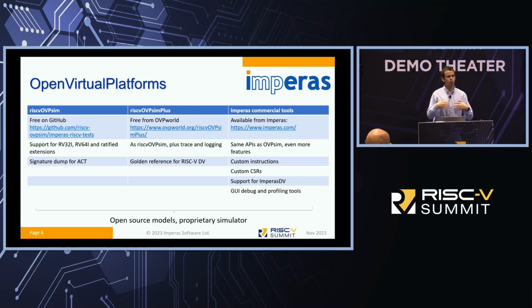It's just adding more functionality. It's adding the ability to customize. So if you start with one of those free models and you want to extend, you're not going to have to throw away any work you've done, but you can build on that, and it integrates with our Imperas DV verification environment, and the GUI tools and things around that as well. And the common philosophy is that the models are open source, so you can look at the source code of the model, you can look at how we describe the RISC-V ISA, but we have a proprietary simulator underneath that.